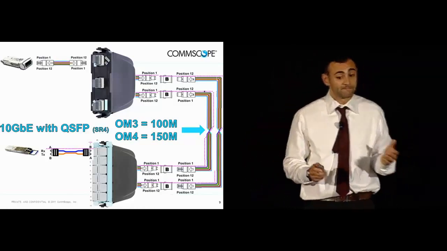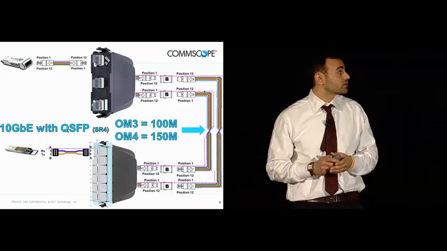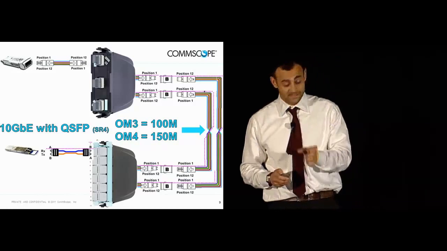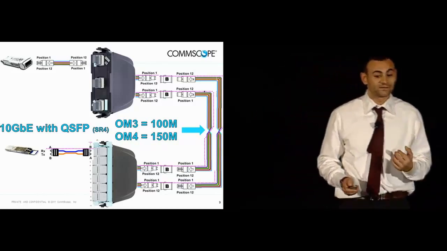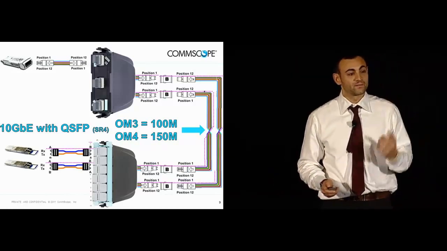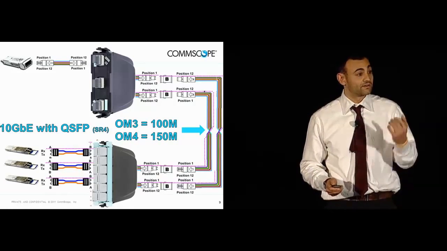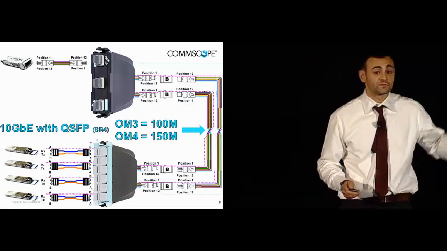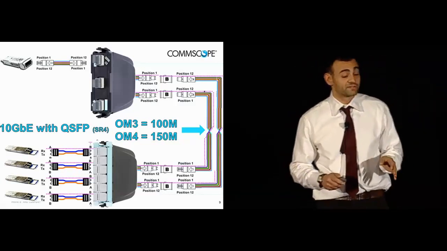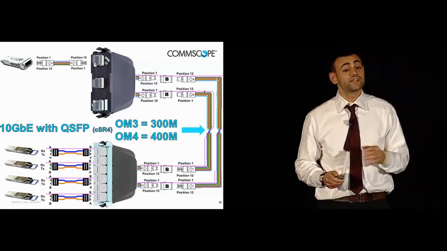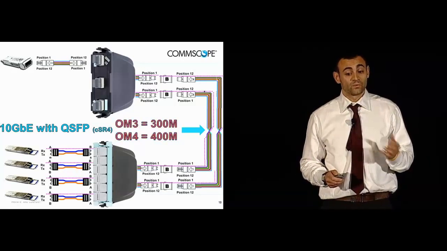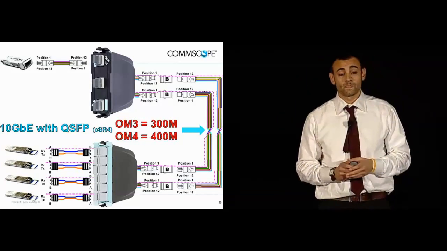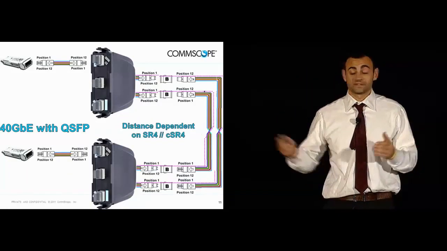So what does that look like? QSFP at the top, 12-fiber patch cord going into your permanent link. And as we start adding other 10 gig links, we start adding more QSFP+ on the optic side of the network. So this is our SR4. This is 100 meters or 150 meters based on the standard. When we move to CSR4, we're seeing 300 and 400 meters. The distance is dependent.